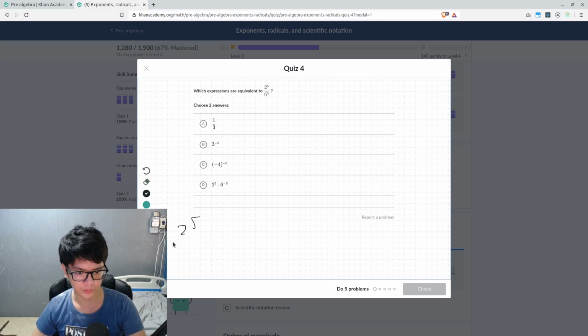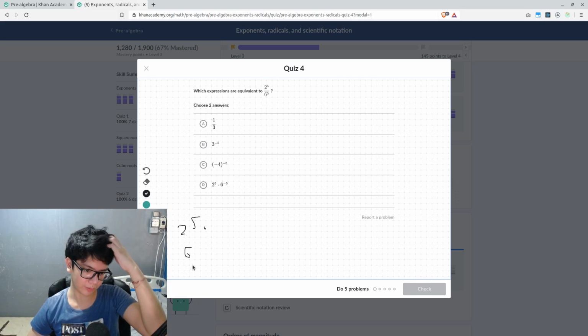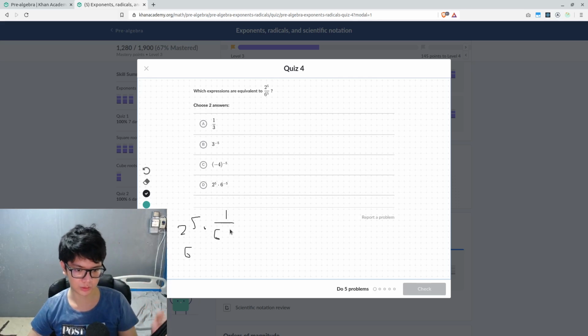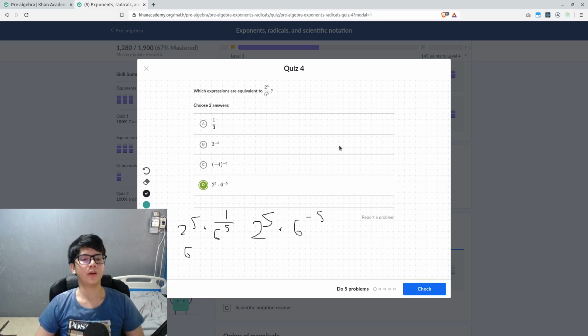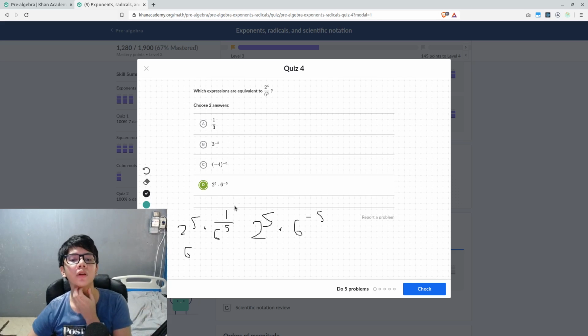The 2 to the 5 is the same as multiplying 6 to the 5 over 1, then we have 1 over 6 raised to 5, then 2 to the 5 times 6 raised to negative 5. That one worked. Okay.